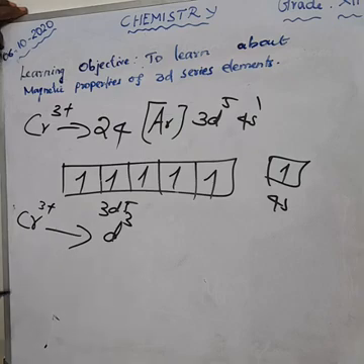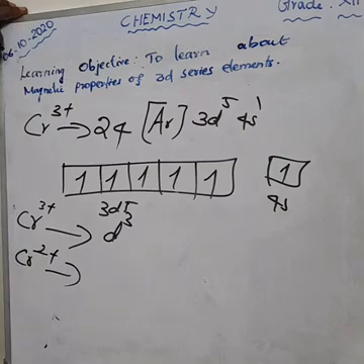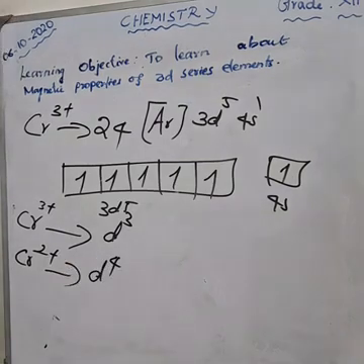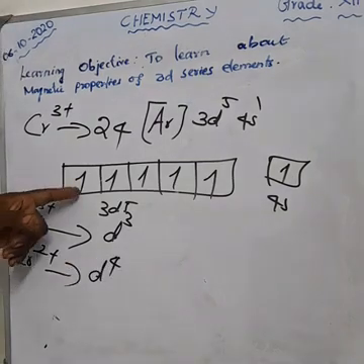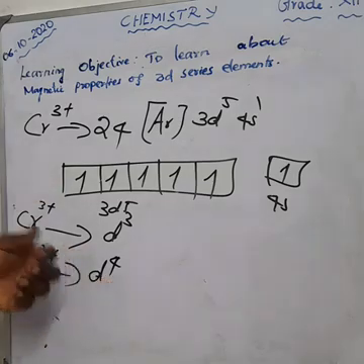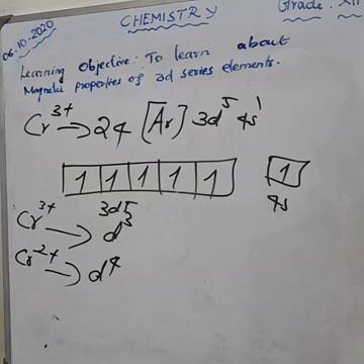Suppose Cr2 plus, how much configuration? Can you say what is the configuration of Cr2 plus? d4 configuration. Why d4 configuration? Because the outermost shell has 6 electrons. Out of 6, 4 electrons are lost. What is the remaining? You get 2... That's it. By this method, we can easily calculate the configuration of 3d series ions.